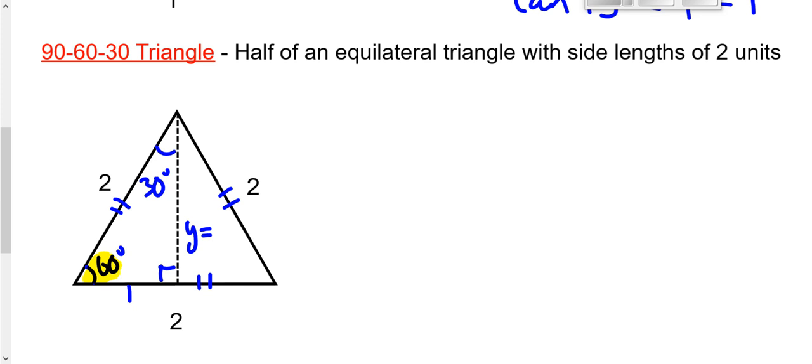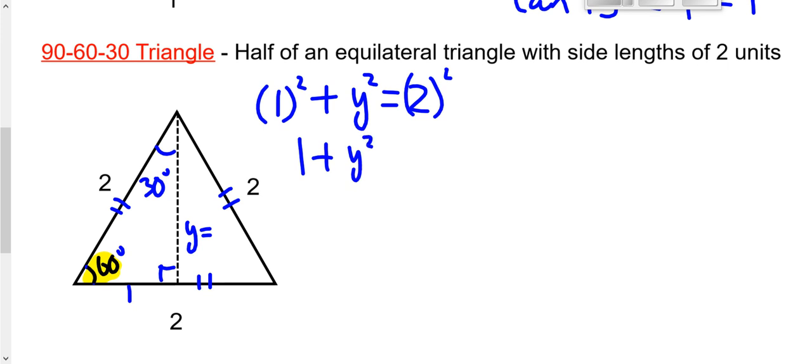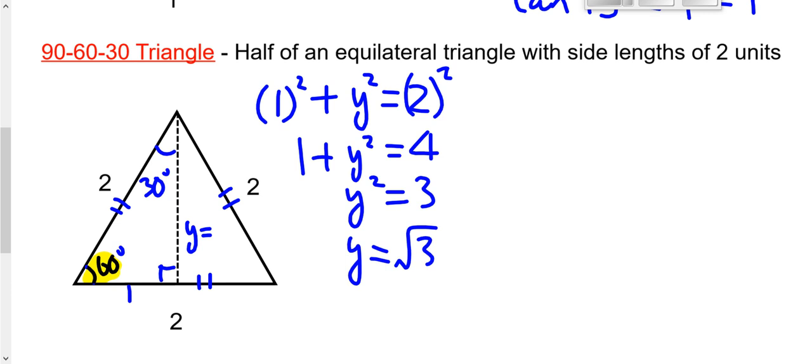Okay, so if you look at this, I'll do it quick here. Once again, this is Pythagorean. So 1 squared, I'm looking at just this triangle, 1 squared plus y squared equals 2 squared. So 1 squared is 1, y squared is still y squared, and 2 squared is 4. So y squared gives you 3, and then taking the square root, y gives you root 3.